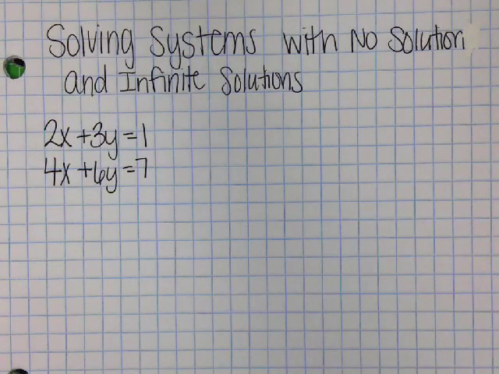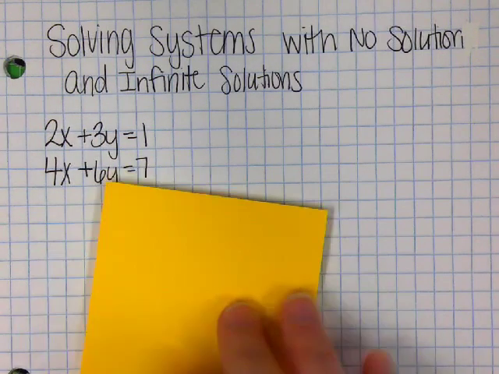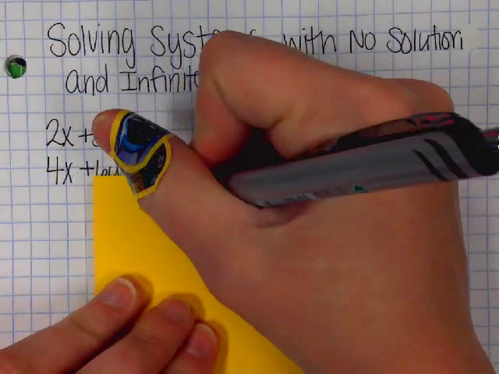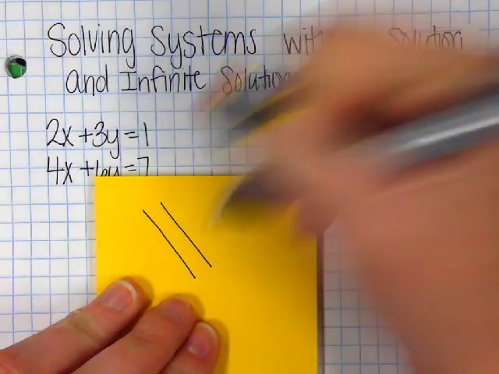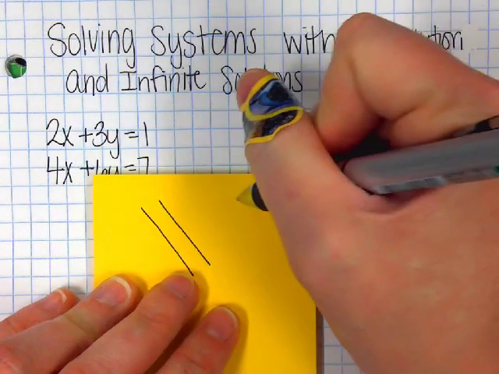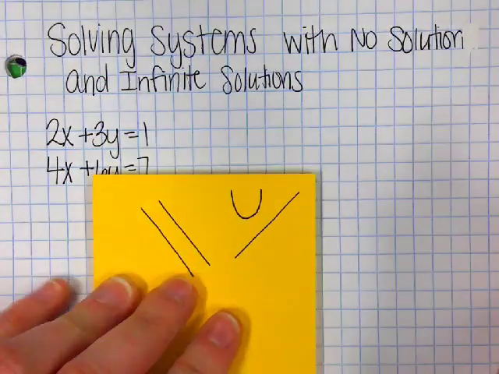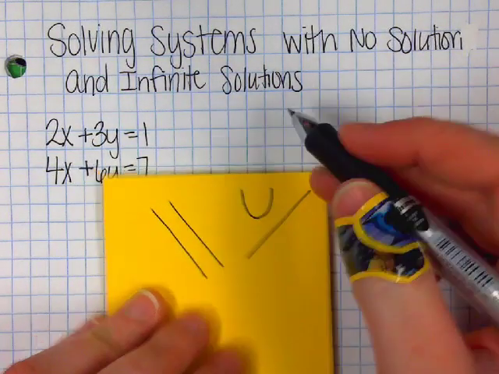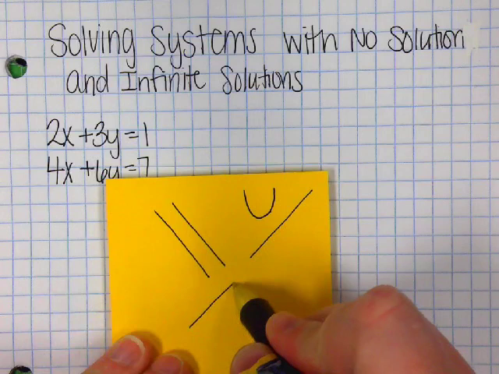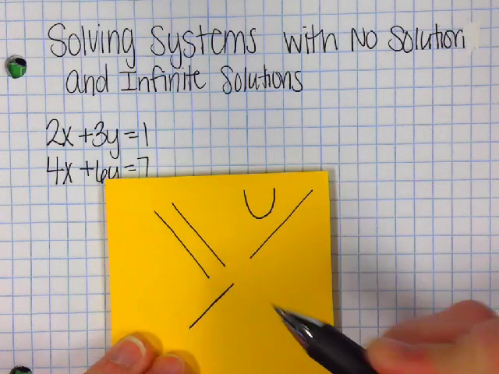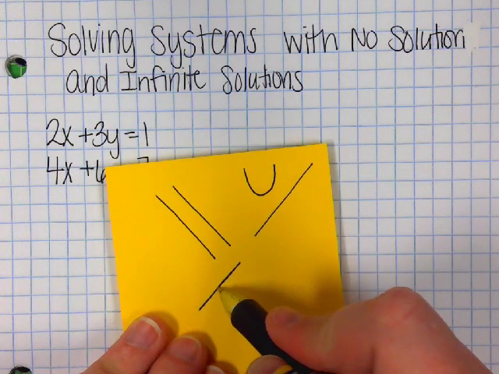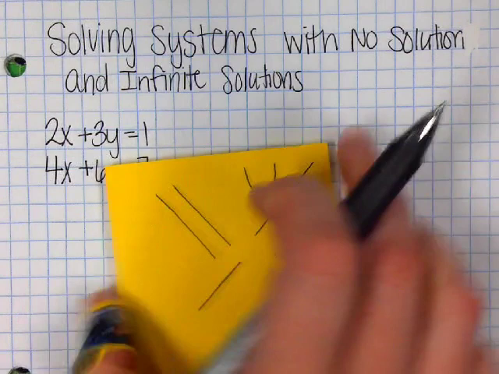So, solving systems with no solution and infinite solutions. Remember, no solution is when you had a graph and they never crossed, so you had two parallel lines. If you're looking at something different, like a parabola, they never cross. They look like that. Infinite solutions mean that they are the same exact line, so every single point on that line has the same solution.